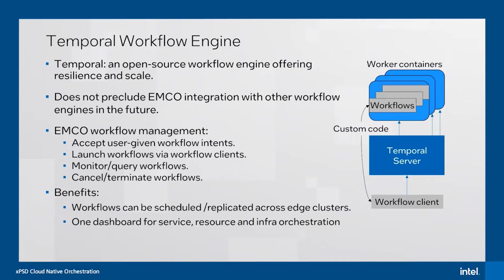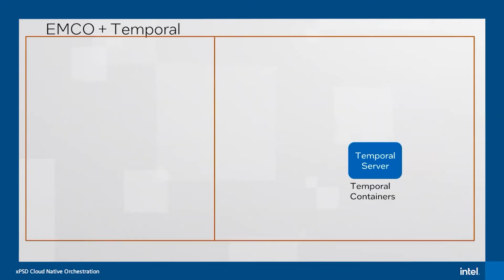MCO can accept workflow intents via APIs, launch workflows by invoking workflow clients, and monitor, query, and cancel workflows via the temporal server. By running workflows from MCO instead of directly, workflows can be executed in multiple edge or cloud clusters, and the user gets a single dashboard for orchestrating applications, network functions, and workflows.